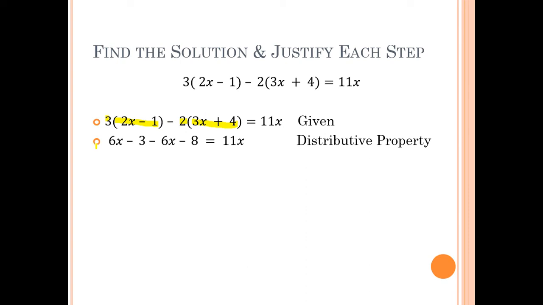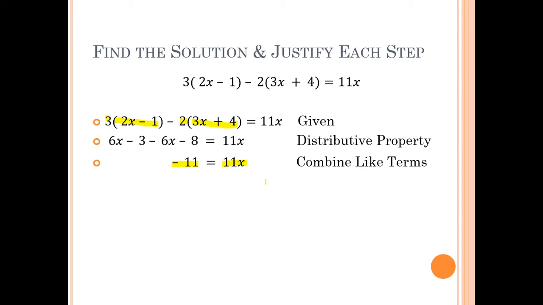So that gives us 6x minus 3 minus 6x minus 8. Again, we're trying to solve for x. The next thing we do is combine like terms. So 6x minus 6x, those will cancel each other out. You have minus 3 and minus 8, so negative 3 minus 8 will give you negative 11. And then this 11x will just move down because there were no terms to combine on the right side. So we'll have negative 11 equals 11x.